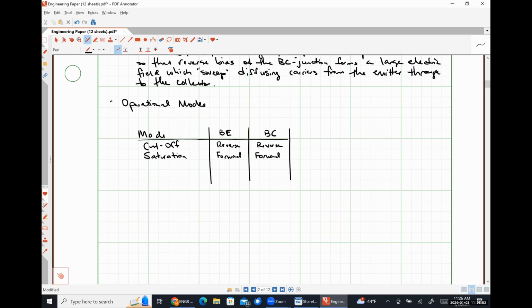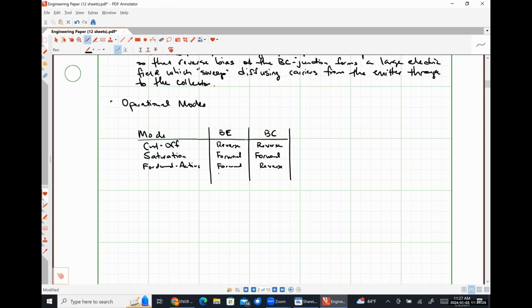Now, if the base emitter junction is forward biased and the base collector junction is reverse biased, we have what's called the forward active mode of operation. Forward active mode is what's used in BJT amplification applications, which is where we're going to spend most of our time talking about.